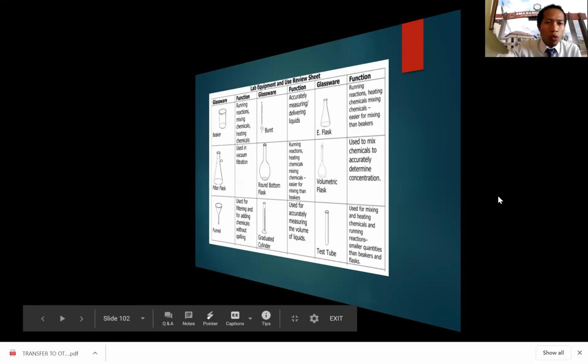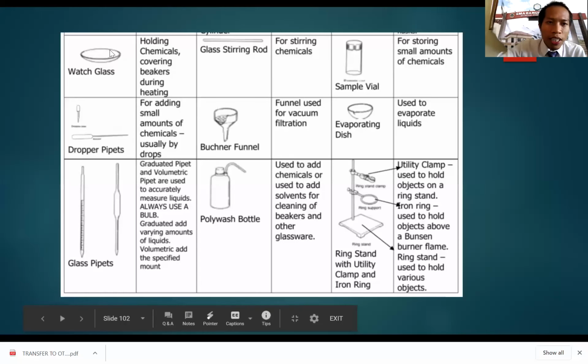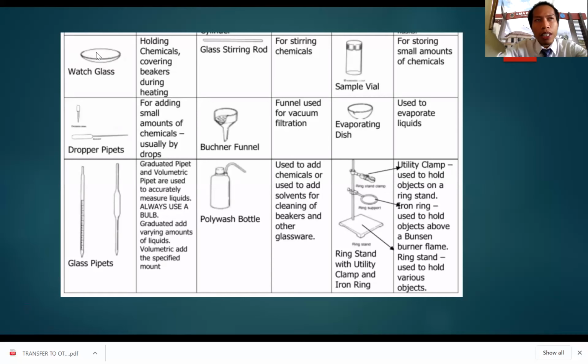Okay, the next one is watch glass. Watch glass is generally used for taking solid chemical from the label, from the container. If you want to use the solid particle or you want to balance, menimbang ya, the solid particle, you can use the watch glass. And watch glass also can be used as a cover for the beaker.